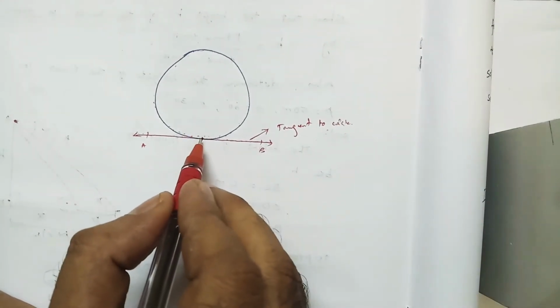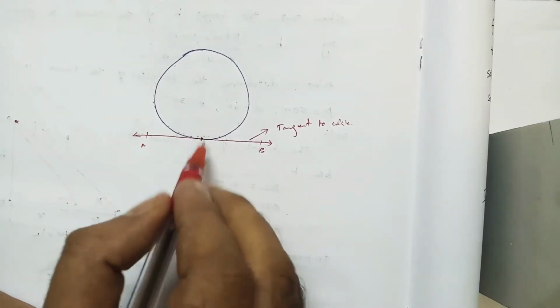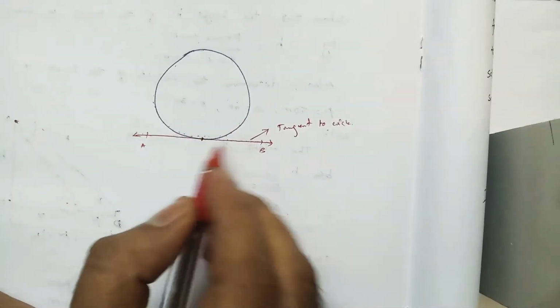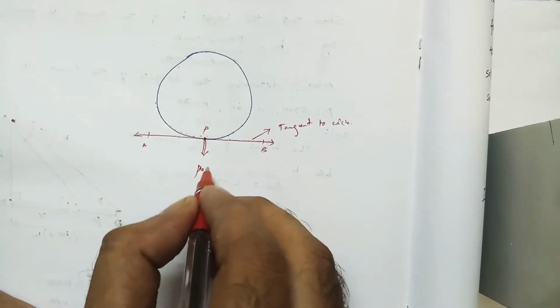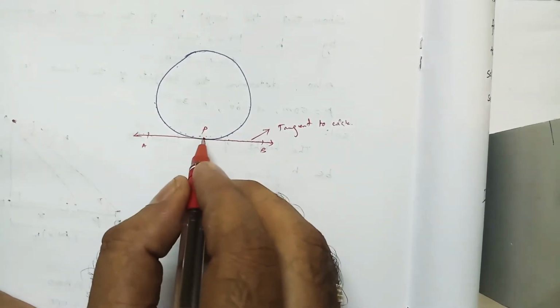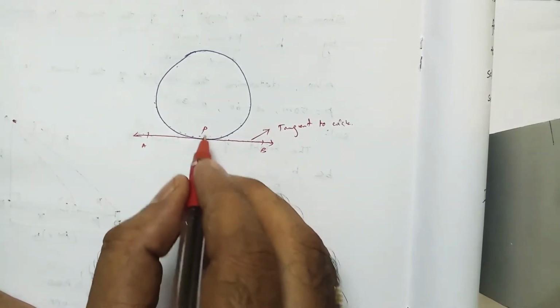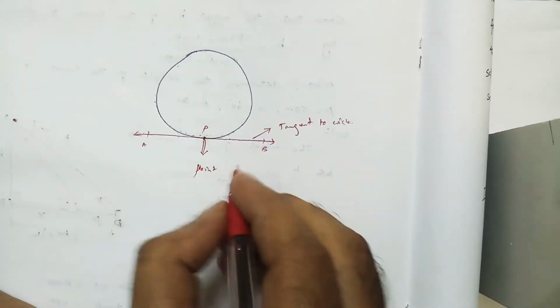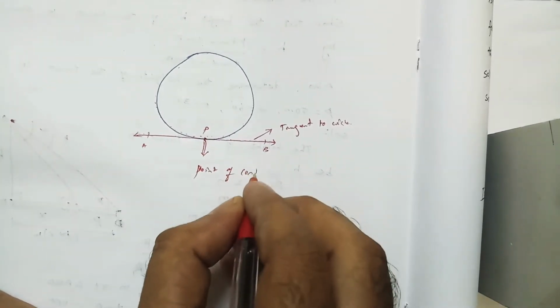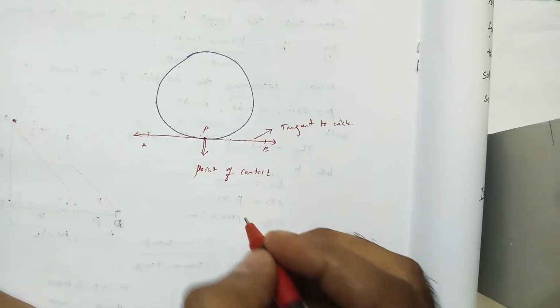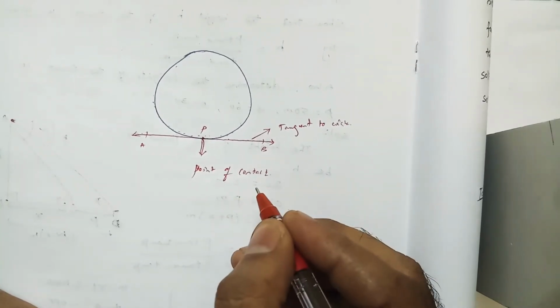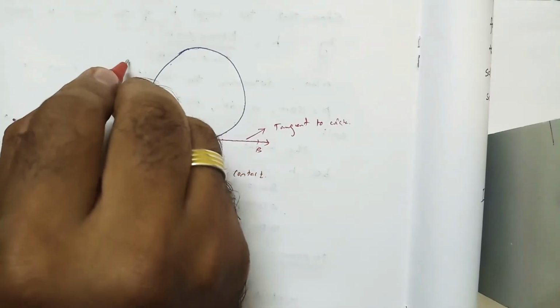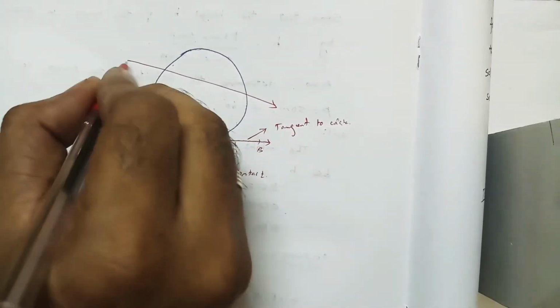And there is a point of contact between the circle and the line. This point is nothing but the point of contact. The point where there is contact between the circle and the line is the point of contact.